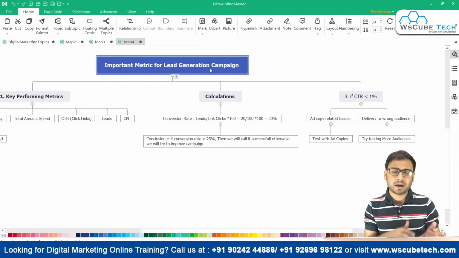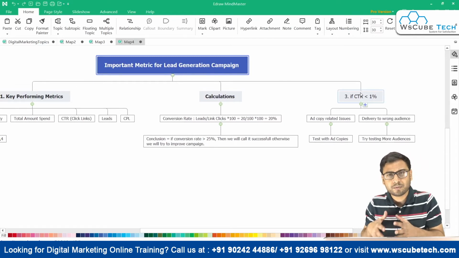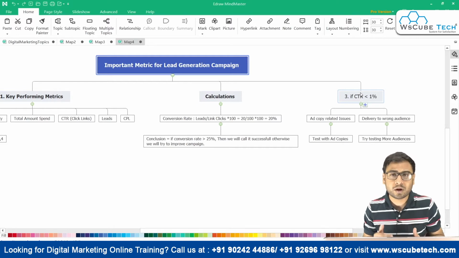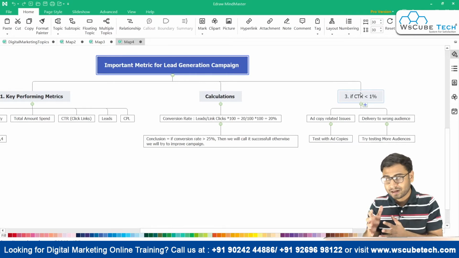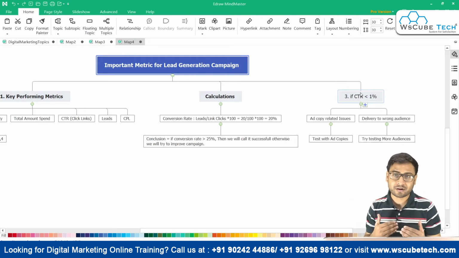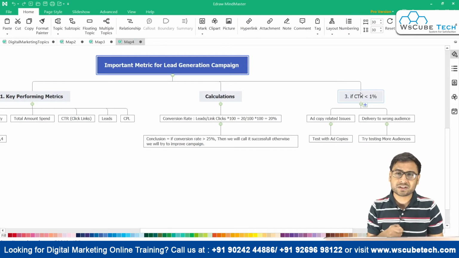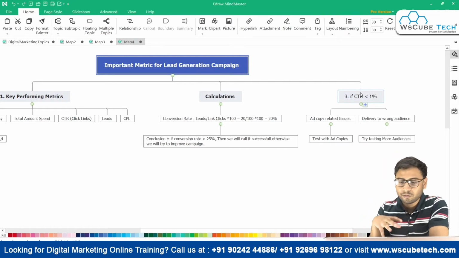Suppose we have another metric over here, which is CTR. If CTR is less than 1%, then after identifying that, you have to make a decision. You have to decide whether this CTR is good for you or not, right? Definitely, if you are performing much less than 1%, that is not a very good thing. So now you have to figure out what exactly the issue is.